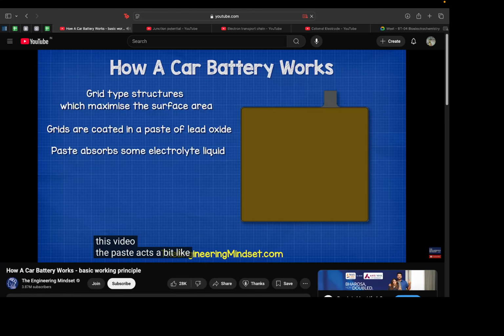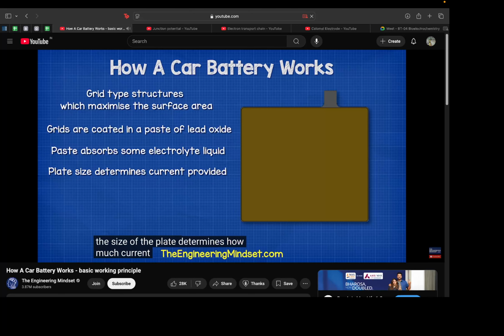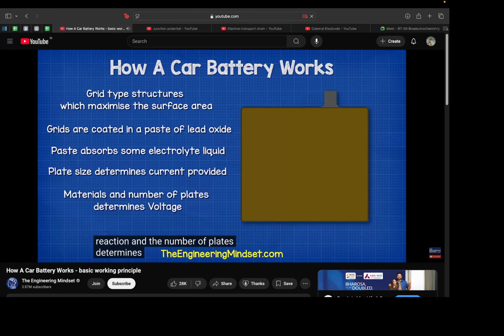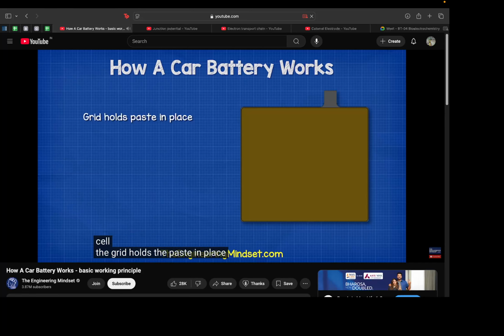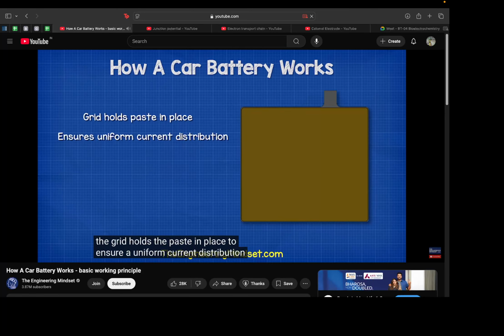The paste acts a bit like a sponge and is going to absorb some of the electrolyte liquid, which improves the battery performance. The size of the plate determines how much current a battery can provide, but it doesn't change the voltage. The materials used for the chemical reaction and the number of plates determines the voltage produced by each cell. The grid holds the paste in place to ensure a uniform current distribution across the plate and helps to transport the electrons out of the battery and around the car's electrical circuit.